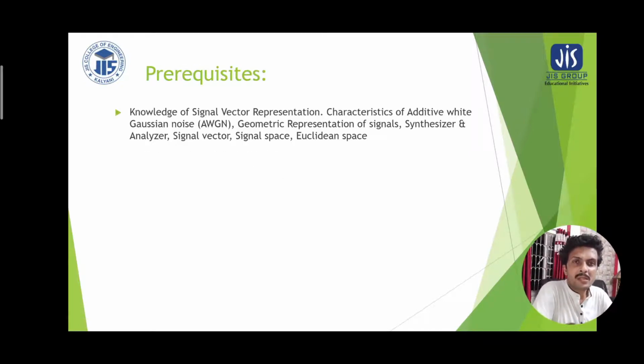The prerequisites of analog and digital communication are the knowledge of signal vector representation, characteristics of additive white Gaussian noise, geometric representation of signals, synthesizer and analyzer, signal vector, signal space, Euclidean space, etc.